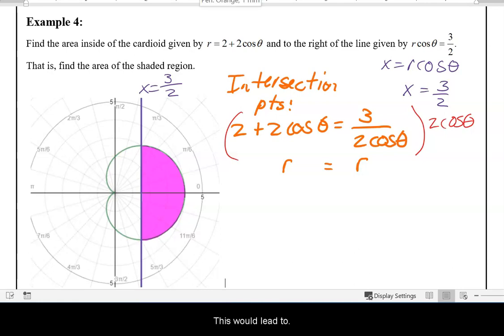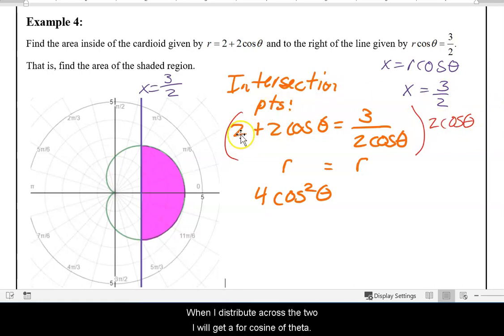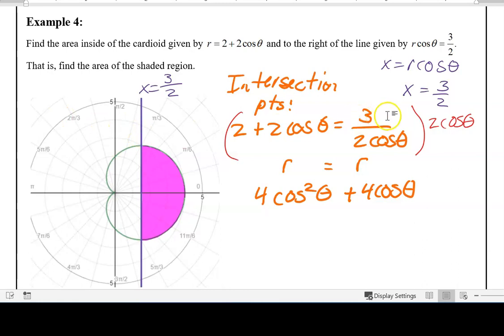This would lead to 2 times 2 cosine squared of theta. That would give me 4 cosine squared of theta. That's from the middle term here multiplied by that. When I distribute across the 2, I will get a 4 cosine of theta. You'll see in a moment why I chose to write it in this order. On the far right, the 2 cosine thetas will cancel and it equals 3.